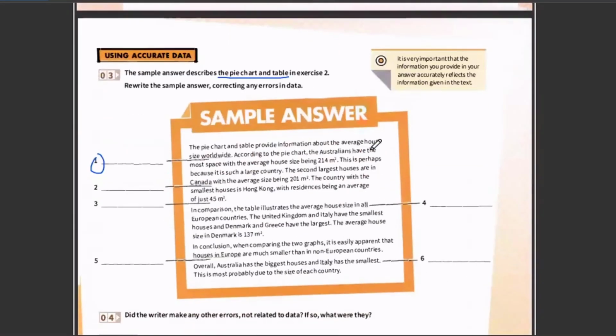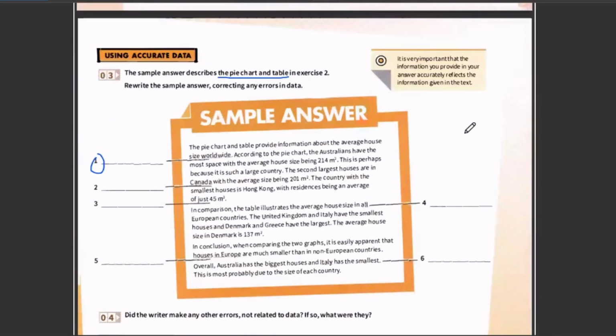But in the sample, it is being said that the average house size worldwide. It is worldwide, but we have to be specific, right? So that is what we have to mention here, that the pie chart provides information about the average size in selected countries, and the table represents the information about the average house size in selected European countries. Okay, so that is the first error that we found.